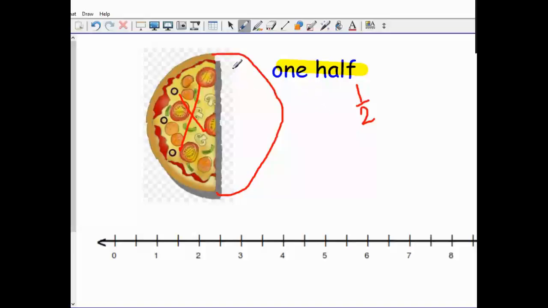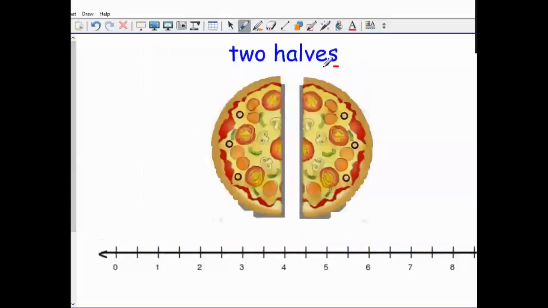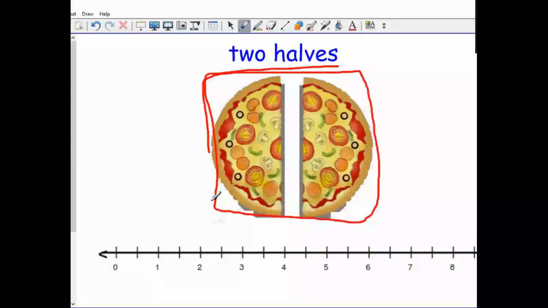Okay, if I bring another half next to it, they will be two halves. Now if you have two halves, Kinan, two halves makes what? One what? What is this? One pizza. So two halves makes one pizza. In math, we call the whole pizza one whole.